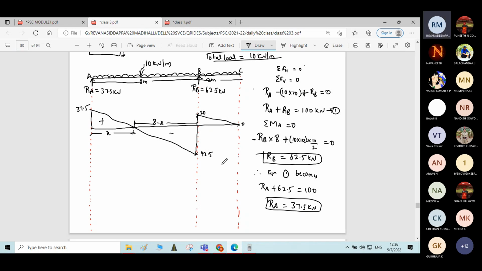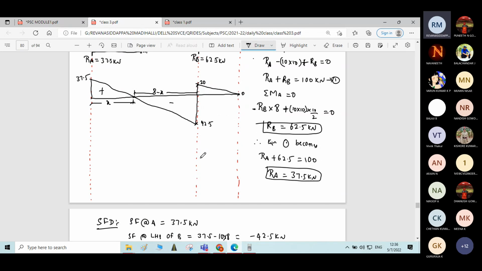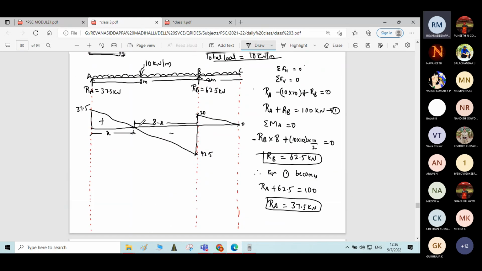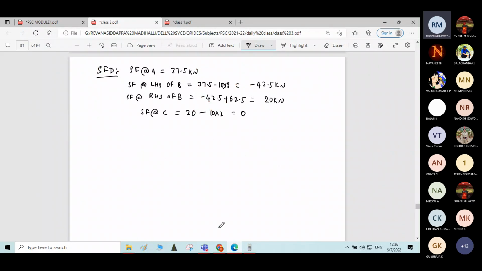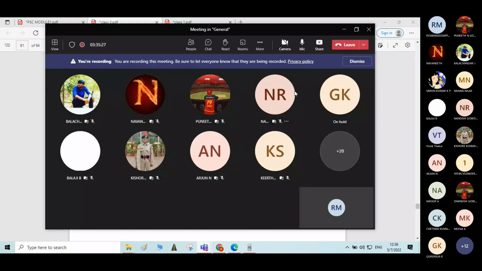Okay, 8 minus x. Now, we can find the value of x. Consider this triangle and one more triangle here. Both are similar triangles. Applying the similarity rule, you can find the value of x. Correct?